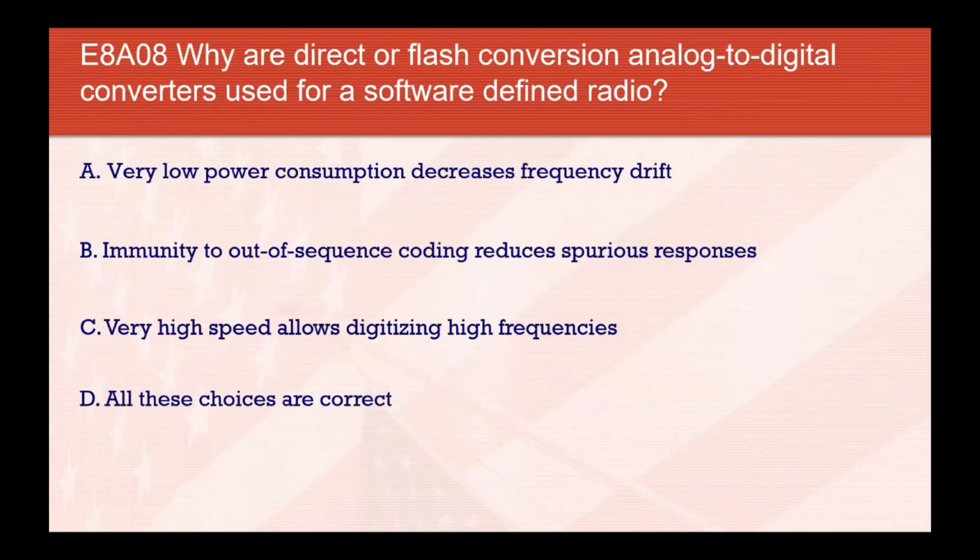Direct flash conversion analog to digital converters used for SDR, software-defined radios. You remember the flash conversion A to D converters are the ones that are super fast, so they can take the actual RF signal. They're fast enough to digitize those frequencies, so it's the very high speed that lets them digitize the RF frequencies.